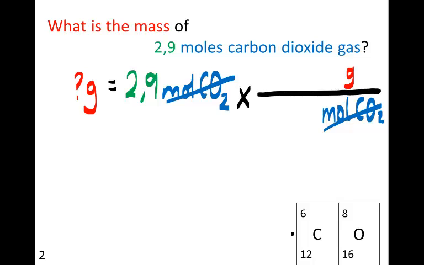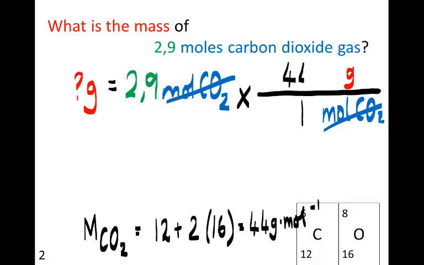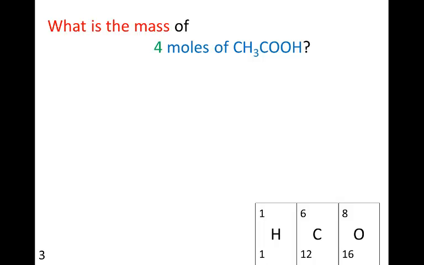We know from the periodic table that the molar mass of carbon dioxide, CO2, is 12 grams per mole for the carbon plus 2 times 16 grams per mole for the oxygen, and that gives us 44 grams per mole, meaning that 1 mole of carbon dioxide has a mass of 44 grams. 2,9 multiplied by 44 is equal to 127,6 grams.